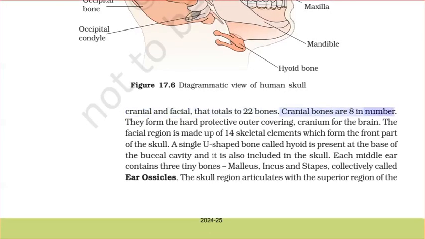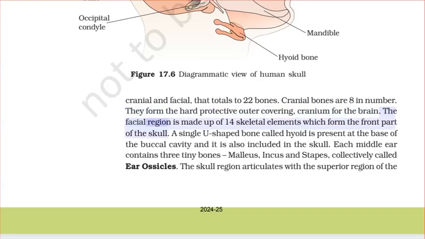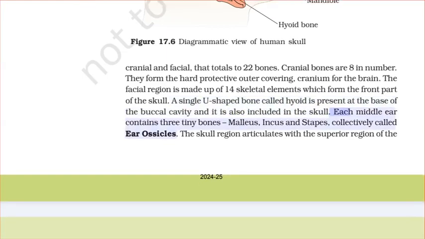Cranial bones are 8 in number. They form the hard protective outer covering, cranium, for the brain. The facial region is made up of 14 skeletal elements which form the front part of the skull. A single U-shaped bone called hyoid is present at the base of the buccal cavity, and it is also included in the skull. Each middle ear contains 3 tiny bones, malleus, incus, and stapes, collectively called ear ossicles.